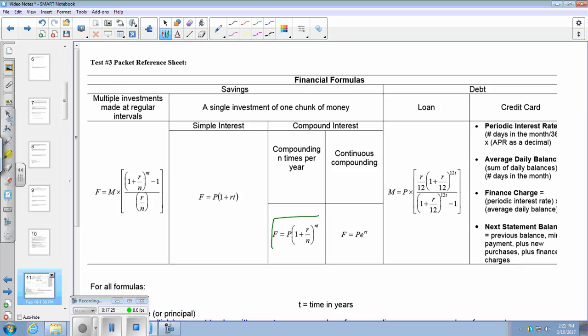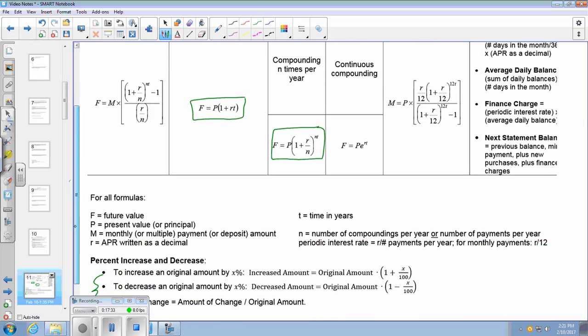Here's the formula we just worked with. And by the way, here's the simple interest formula we worked with in the previous class. We've written them out in a little more detail, and if you forget what the pieces are, you can find them down here. T is the time in years, N is the number of compoundings per year, or payments per year. And there's your reminder about the periodic interest rate as well.